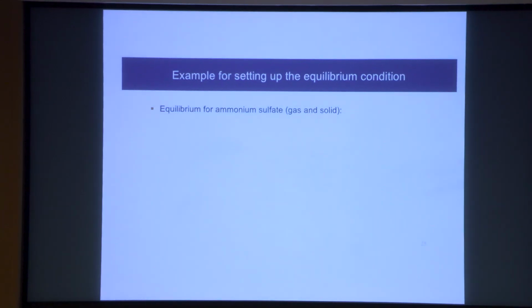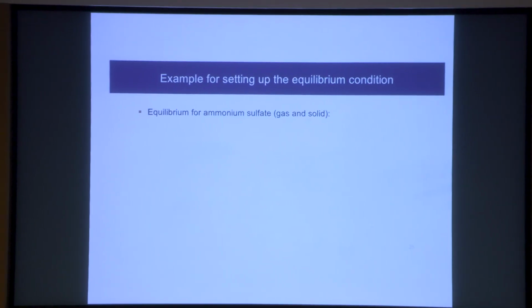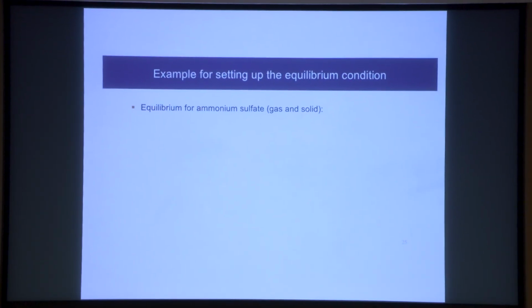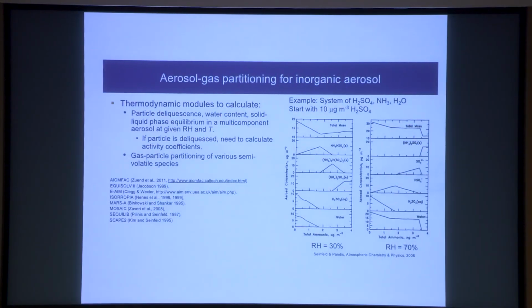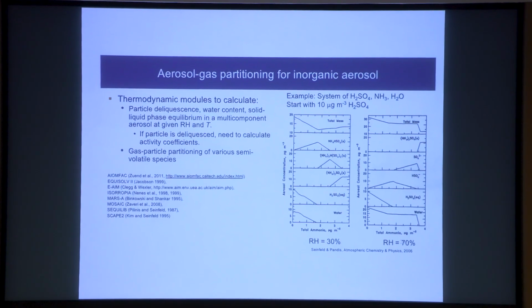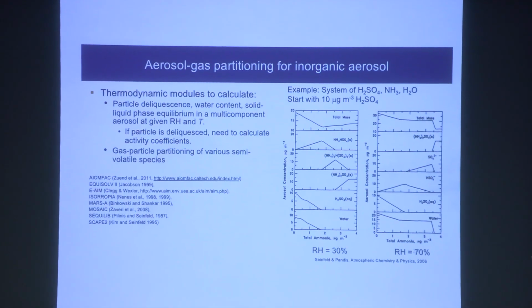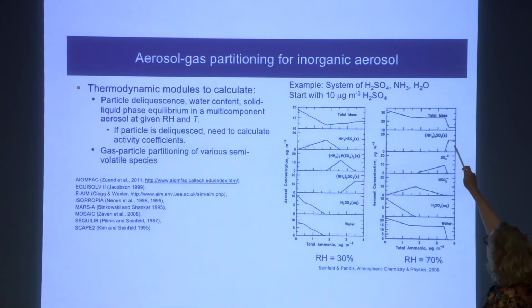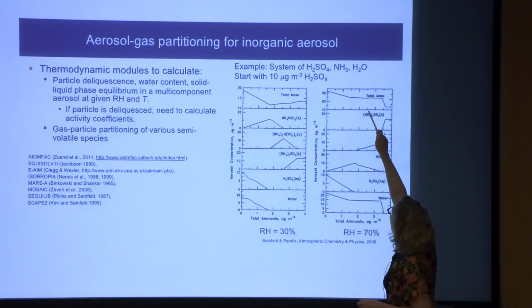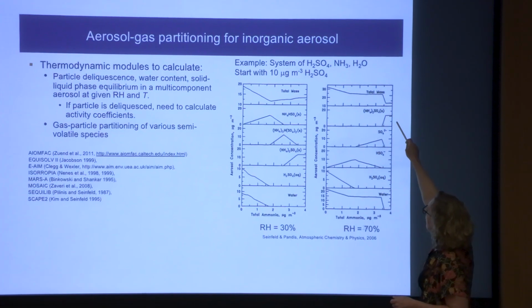And so just as a little recap, this is how we calculate these. Let's not worry about this example. Let's just show you a few more things here. So here is basically an example of what this might look like, right? For a system that consists of sulfuric acid, ammonia, and water.